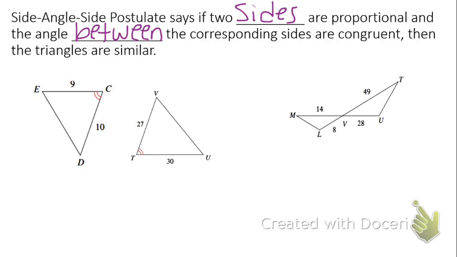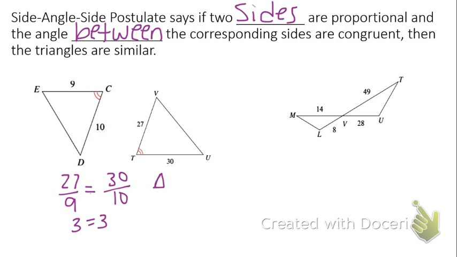So if we look at the first one, we've got C and T are congruent, and they're between our two sides, so we're good to go there. So we need to know, are the sides proportional? So we can say 27 matches with 9, and 30 matches with 10. And then if we divide, we get 3 both times. So 3 equals 3. So they are proportional.